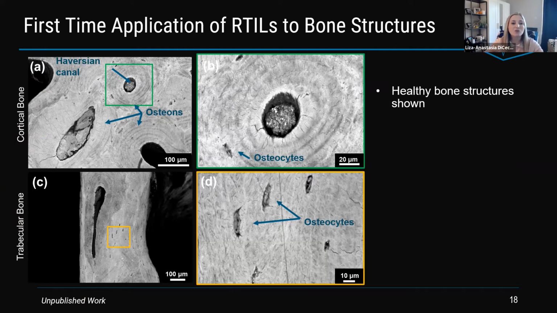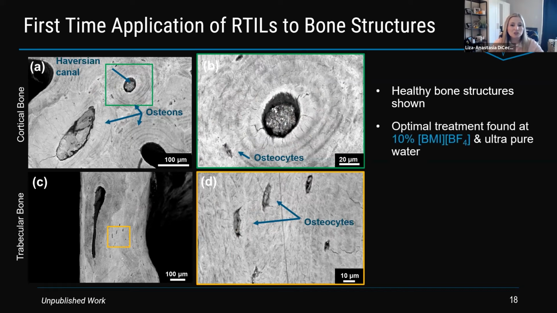We could make out really key features that we're always looking to observe in SEM. You have these osteons, which are laminar bone structures that surround blood networks, as well as these osteocyte lacunae networks. We were able to spot them in the SEM.